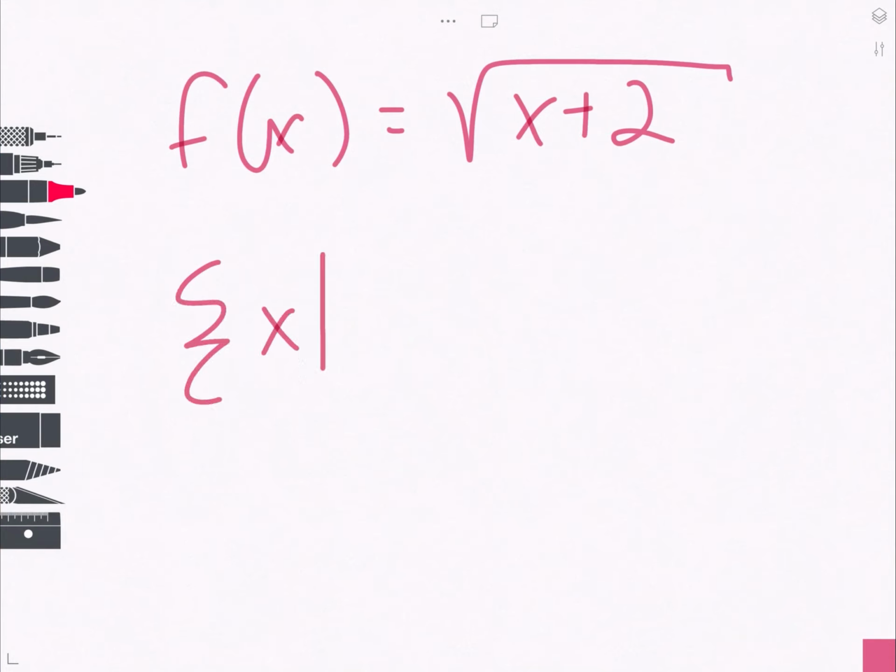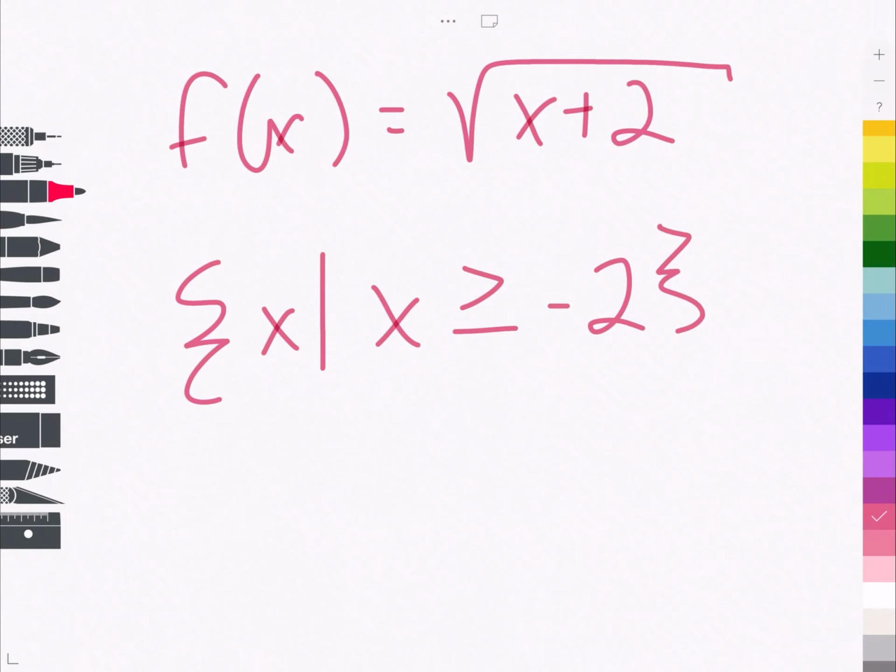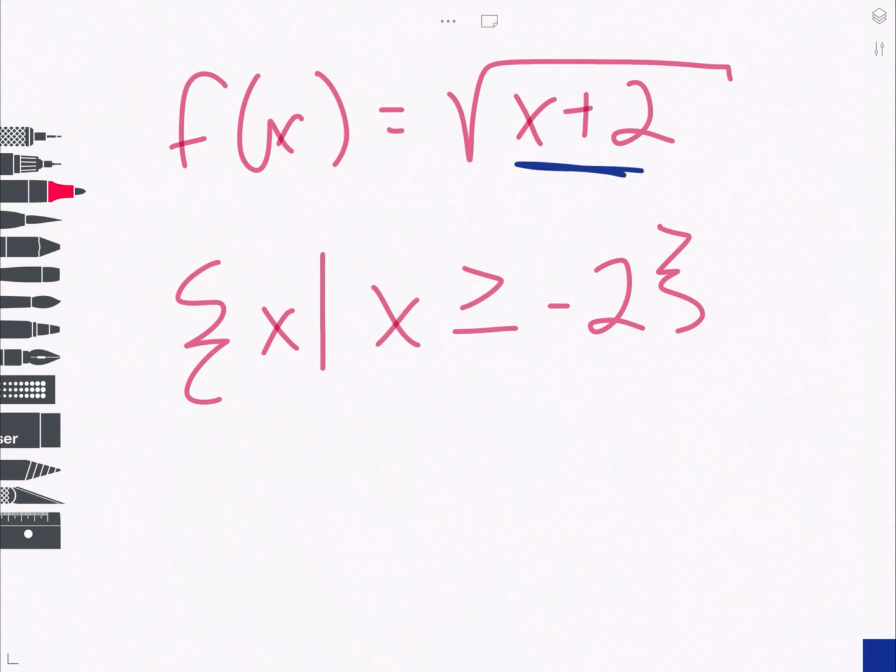Okay, found it. They wrote it in set notation, so that would be x such that x is greater than negative 2, because we said it was negative 2 or more. Like I said, there's other ways you could write that. If you said negative 2 or more to someone, they would know. A computer, though, is going to be particular.